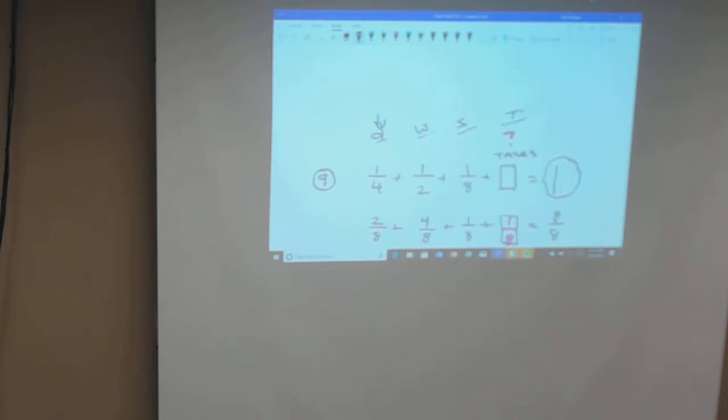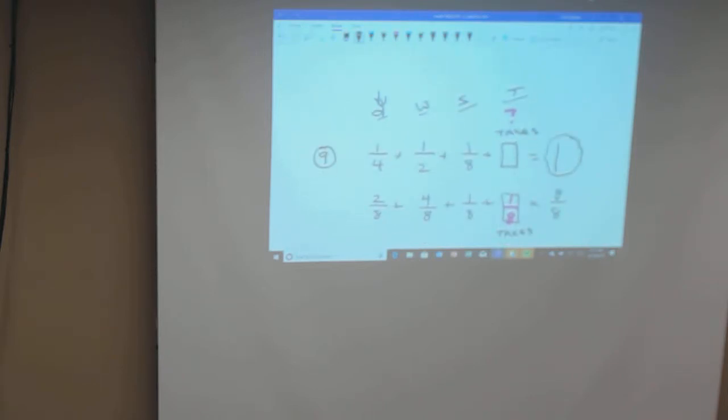So 1/4 plus 1/2 plus 1/8 plus 1 whatever would equal 1 whole thing. Well, now I get common denominators. 2/8 plus 4/8 plus 1/8 plus, and I'm going to take this out for a minute and say, plus how many 8s would equal 8/8? 4, 5, 6, 7, and that would be 1 more 8. You see what's going on?